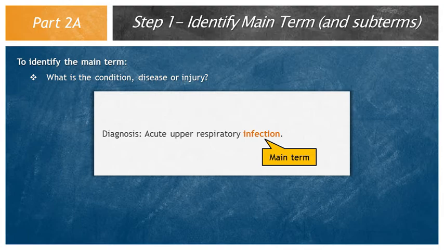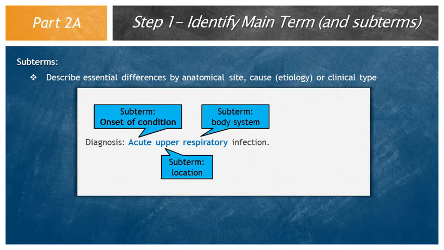Before you continue, pause the presentation and look up the word infection in your medical dictionary or your anatomy and physiology textbook. At this point, it is also helpful to identify the subterms in the diagnosis. Subterms can describe essential differences by anatomical site, cause or etiology, or clinical type. In this example, the subterms are acute, which describes the onset of the condition, upper, which describes the location, and respiratory, which describes the body system.